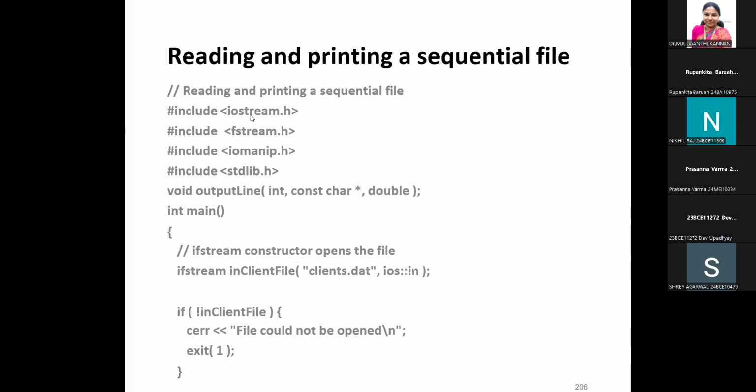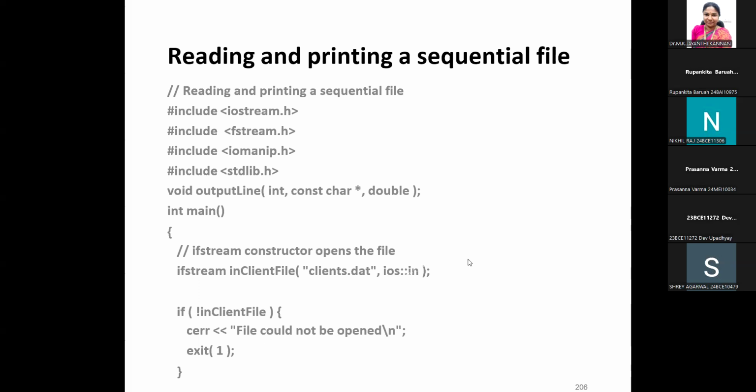We are including all the header files: iostream.h, fstream.h, iomanip.h. This particular header file is for performing all the input-output manipulations, and the standard library stdlib is also included. We are using a function called outputLine. The function return type is void, and the function takes three arguments: one integer argument, one character pointer, one double argument. So the function is declared here, and then we have the main program. Main program starts here, ends here.